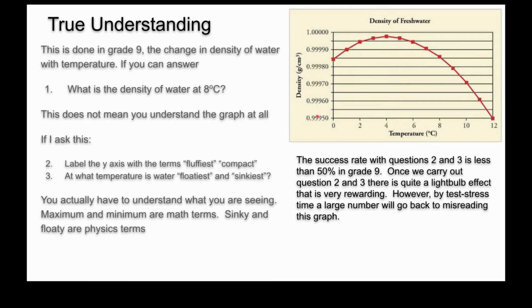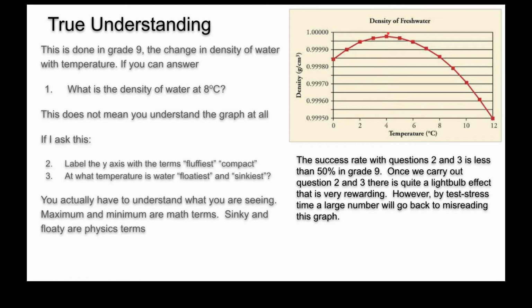Numerically, when density values drop, the object is expanding. When the density values increase, the object is getting more compact. But you just want to see, with the word water, down as sinking. And that causes you to make sort of an eyesight judgment of the graph, not reading it. Similarly, at what temperature is water floatiest and sinkiest? Well, sinkiest would be the highest density, which is right here at 4.